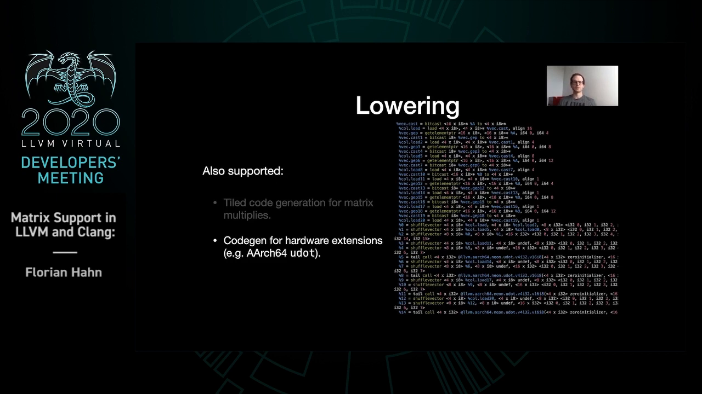And it's also possible to have specialized code generation for specialized hardware extensions that provide instructions suitable for matrix operations. The example on the slide here shows how AArch64's dot product instruction can be used to lower matrix multiply efficiently for hardware that supports this extension. But this could be extended to support arbitrary hardware extensions that provide specialized instructions for matrix operations, which has become more and more popular recently.